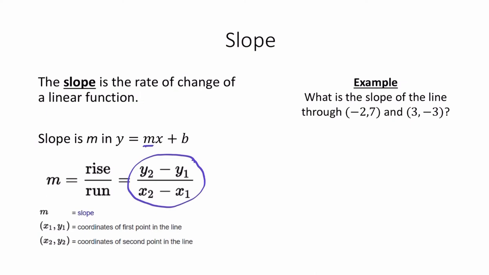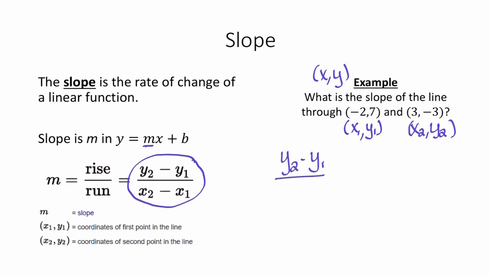So what you do is you're going to label your points. Remember, each point is an xy value. So if I call this first point x1, the second number that goes with it has to be y1. Okay, x1 and y1 stay together. And then the second point, this is going to be x2 and y2. So now I have my values that I can plug into this formula, y2 minus y1 over x2 minus x1.